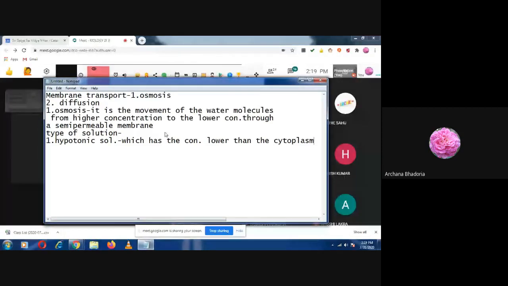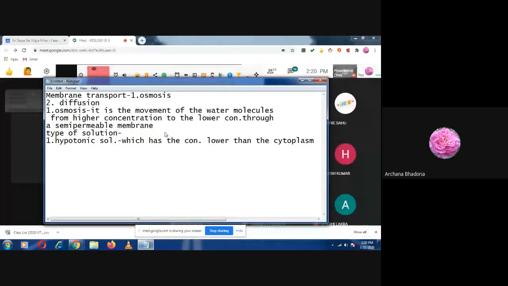Now try to understand a little: if the cell is placed in the hypotonic solution, will water move out of the cell or inside the cell? Inside the cell. Hypotonic means there is less concentration outside, so it will move inside the cell.